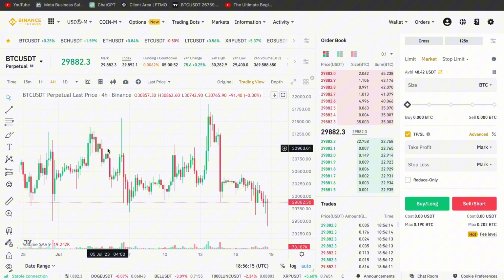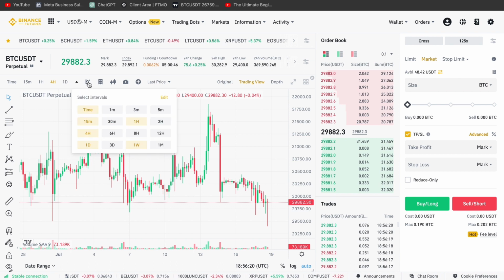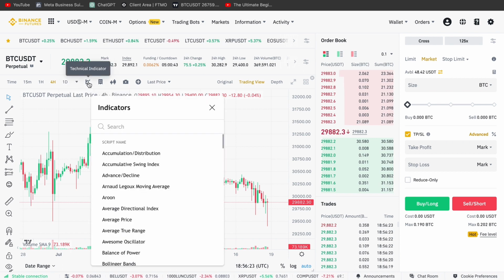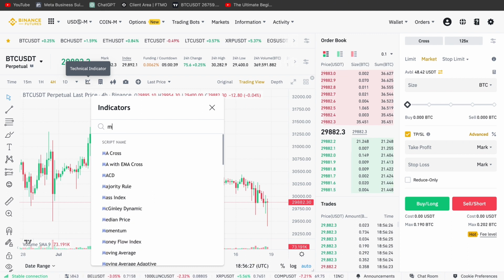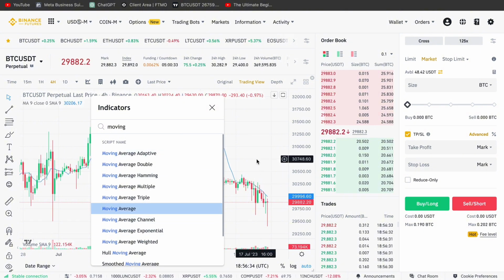So for us to add the technical indicators, we just click on the technical indicators bar just opposite the time frame. So I'll click on it here. So let's say I want to add the moving average 50 EMA. So I can just type in moving average here. Once I type in the moving average, you can see it here. So now we have added the moving average.